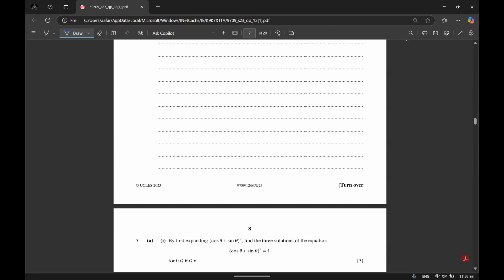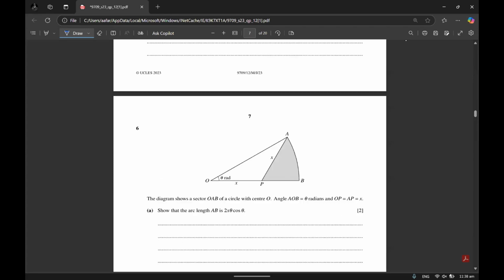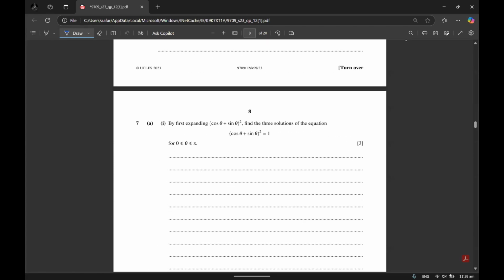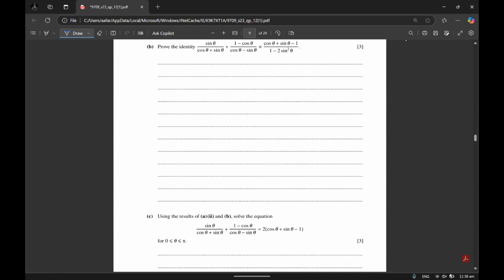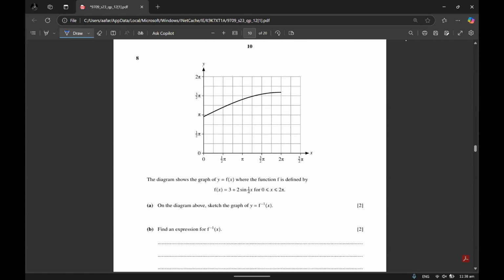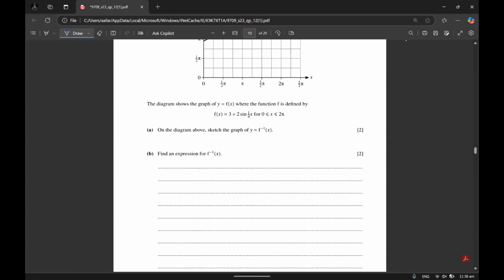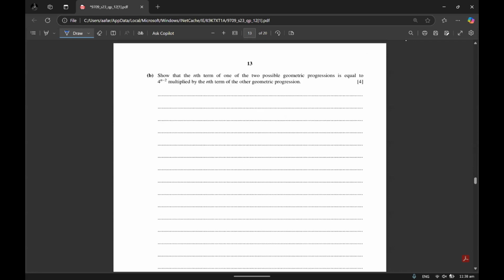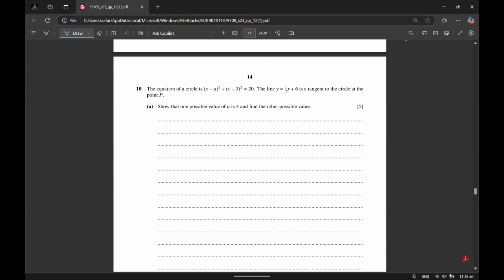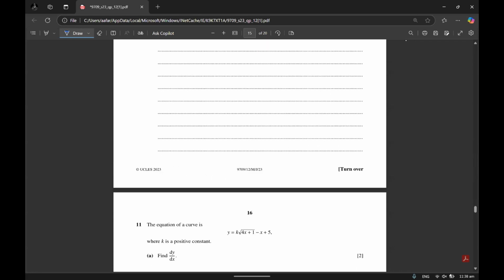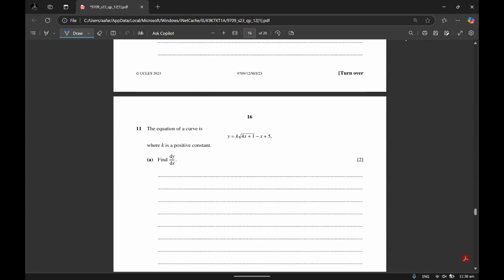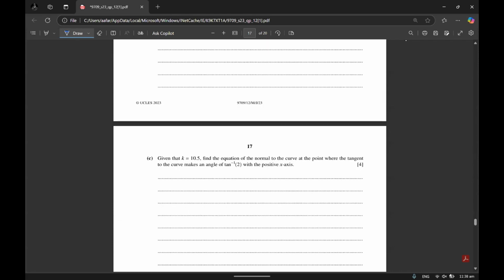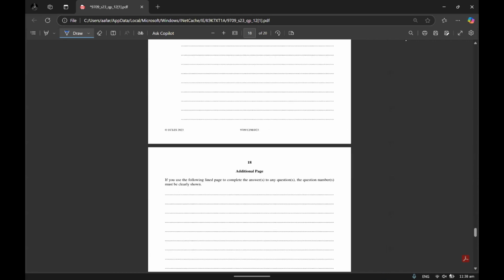Okay, so sixth is trigonometry, seventh is trigonometric equations, and then eighth is coordinate geometry transformation, ninth is GP, geometric progression, 10th is again coordinate geometry, and 11th is functions. So it's differentiation and a mix-up.